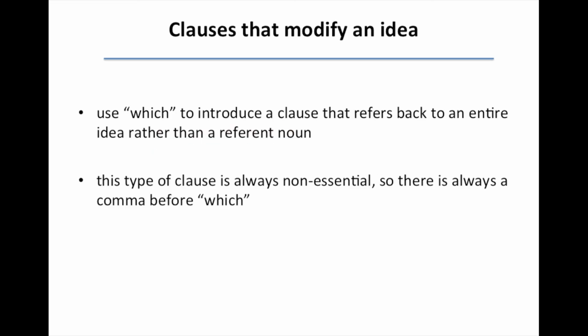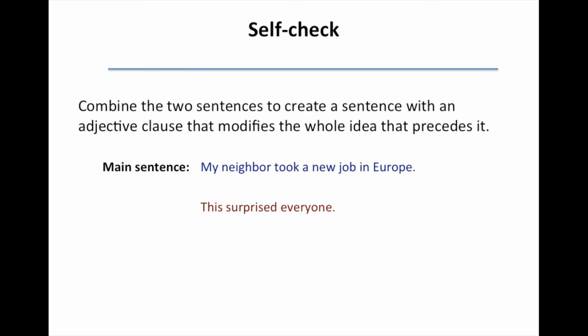Our fourth and last tricky clause structure doesn't require a lot of explanation. Just use which when you want to make a clause that refers back to a whole idea rather than just to a single referent noun. It's always considered non-essential, and it requires the use of commas. Check yourself on it.